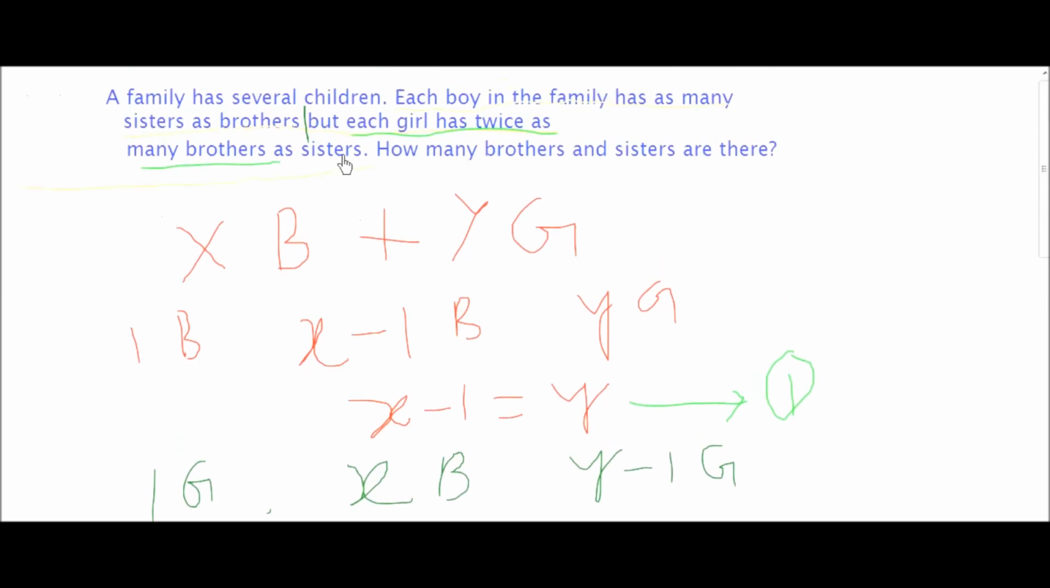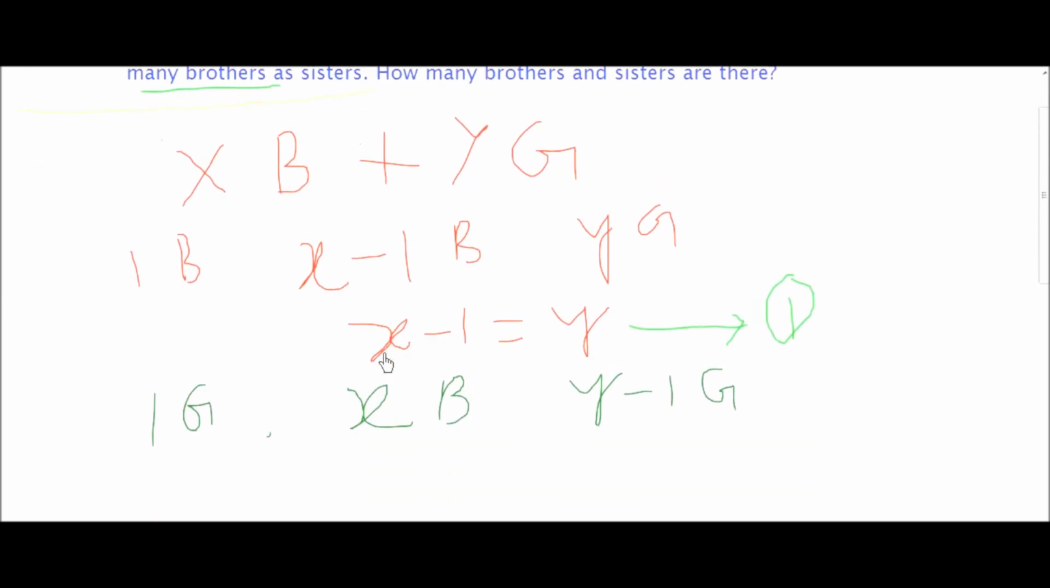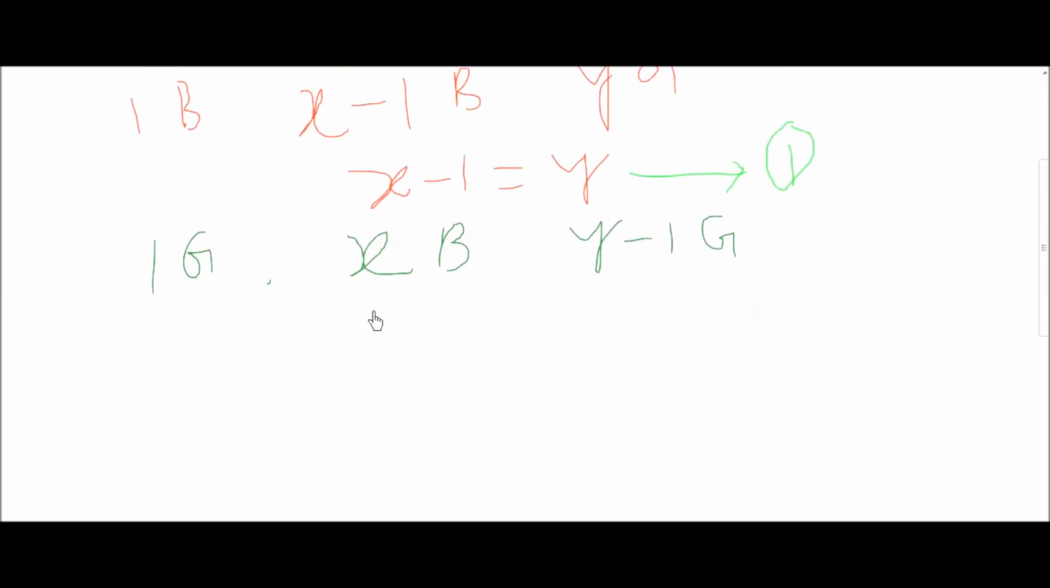But it's given that each girl has twice as many brothers, which means that the number of brothers for that girl is twice the number of sisters. So the number of brothers is double, which mathematically is x, the number of brothers, equal to twice the number of sisters, so 2 into y minus 1. This is our second equation.